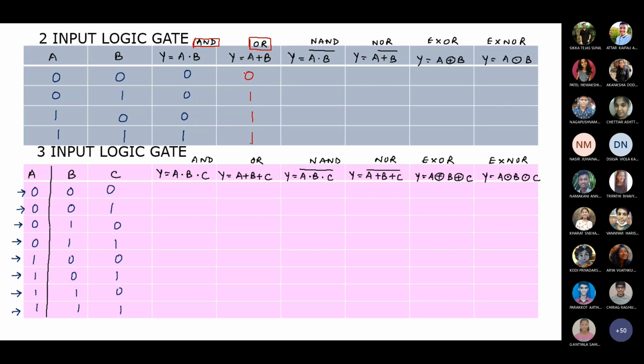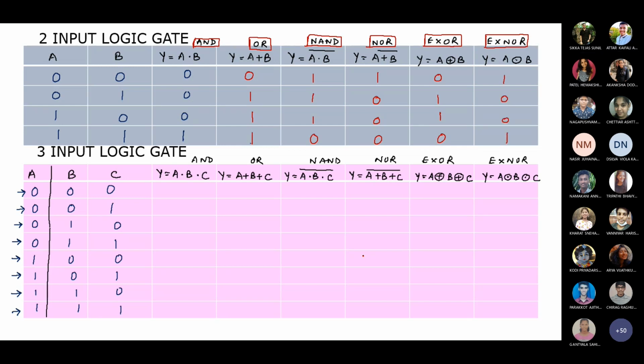Yes, ma'am. Then NAND logic will be what? Opposite of AND. So if AND is 0, 0, 0, 1, NAND will be 1, 1, 1, 0. NOR. What is NOR? NOR is opposite of OR. So if the OR output is 0, 1, 1, 1, the NOR output will be 1, 0, 0, 0. Now what is the XOR output? XOR output is 0, 1, 1, 0. So what will be the XNOR output based upon that? 1, 0, 0, 1.